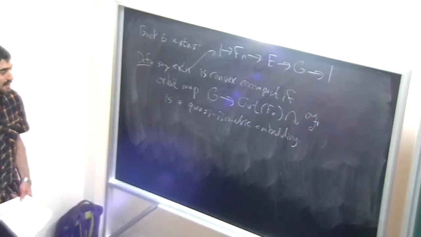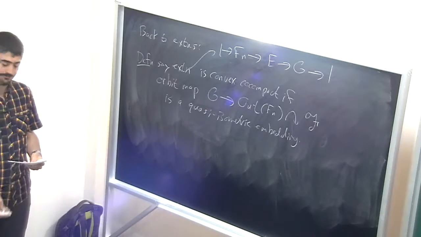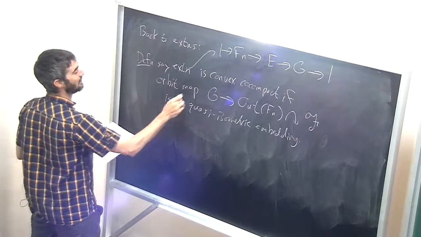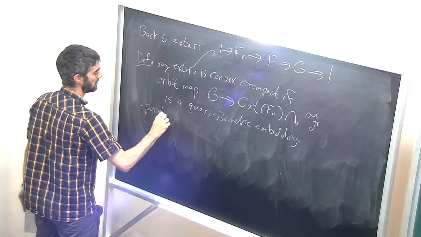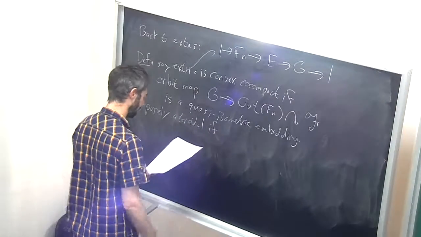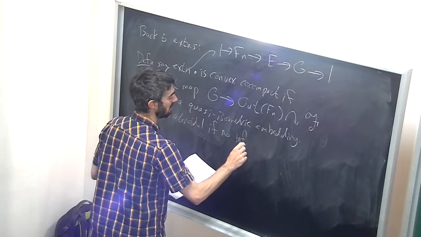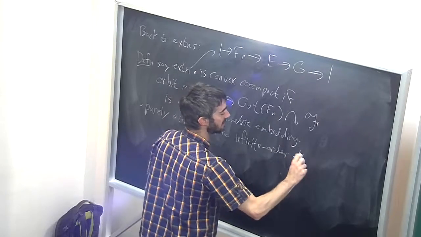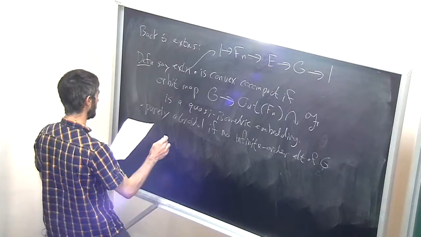OK, so that's going to be my measure of the group G acting kind of complicatedly on the conjugacy classes of F. OK, let me make another definition. Let's call it purely atoroidal if no infinite order element of G fixes a conjugacy class.